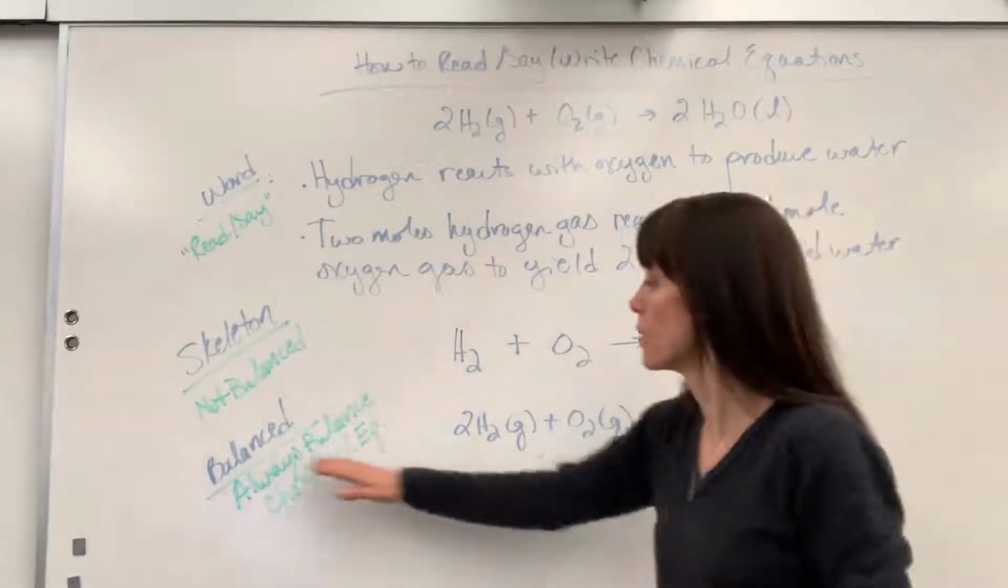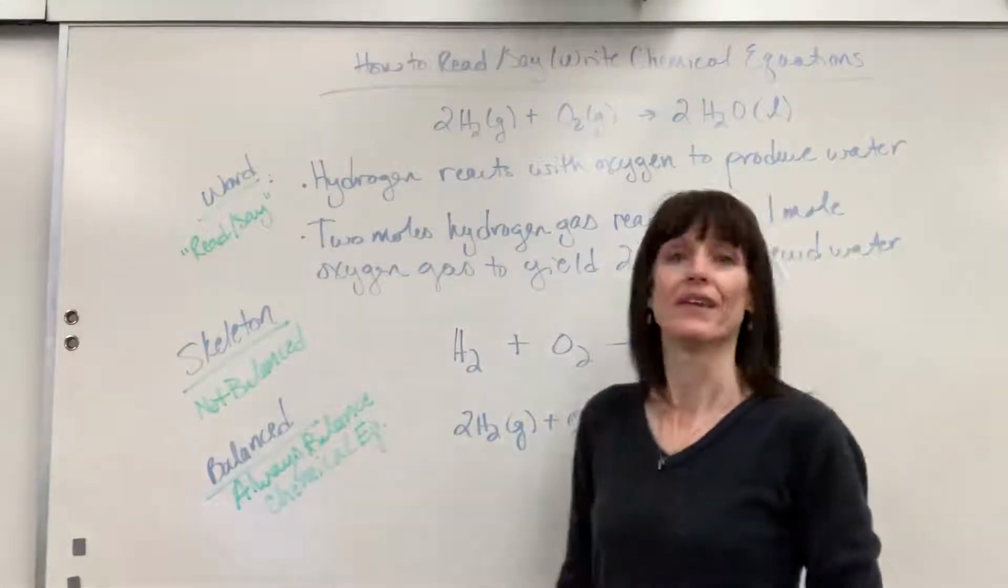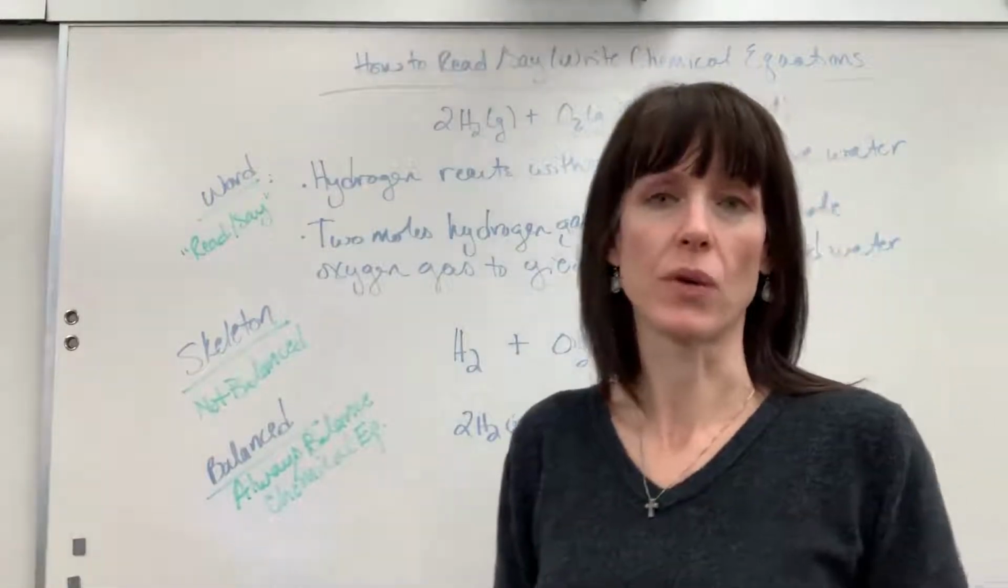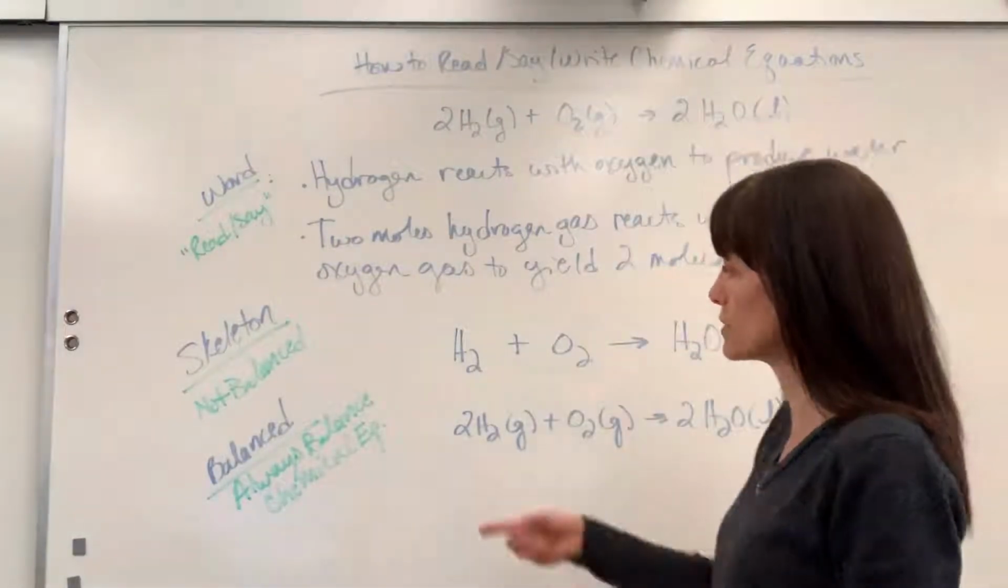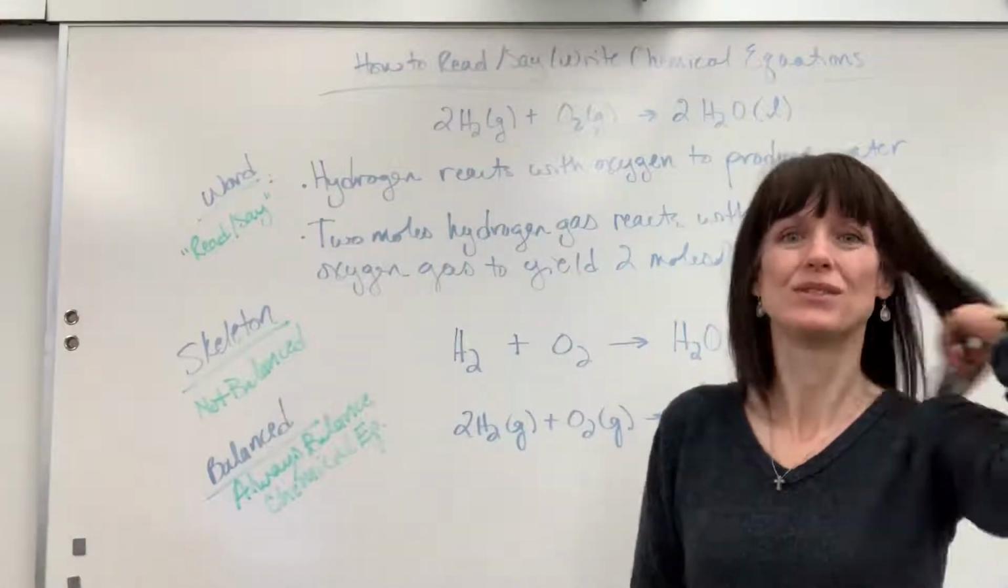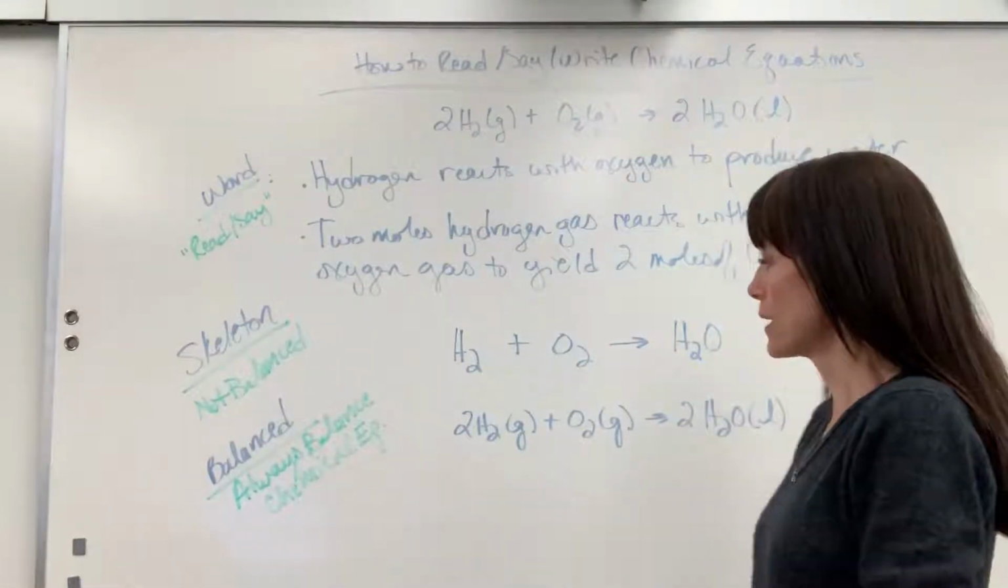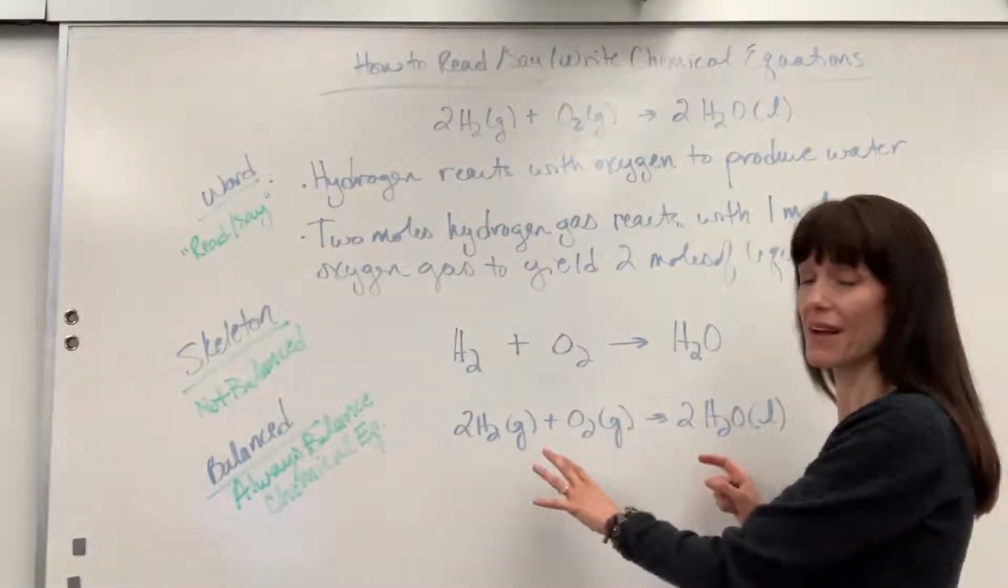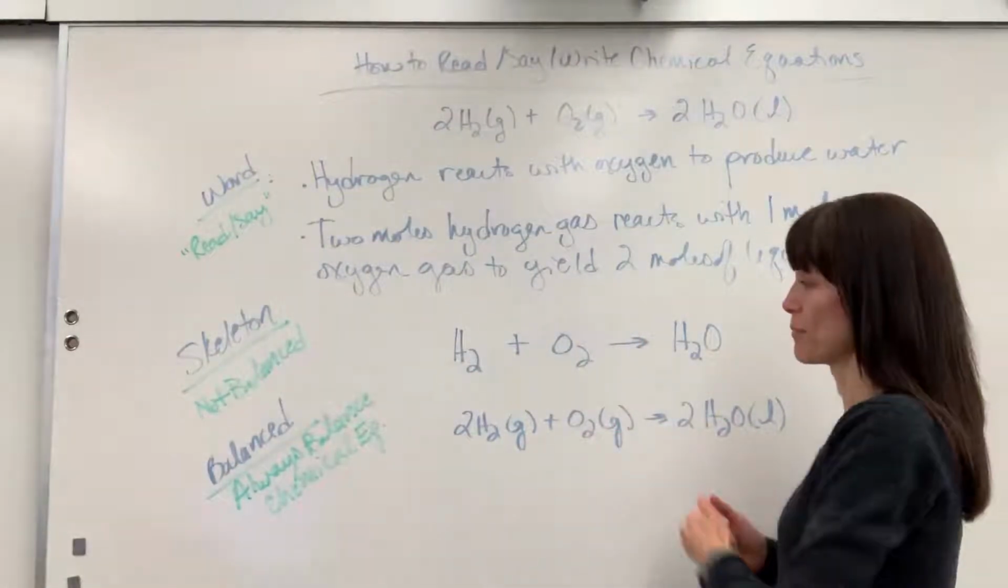Now, here's where you want to live. This is where you want to get to, that you're always doing balanced chemical equations. And the reason why it's so important to do balanced chemical equations is because that's when you can do math. That's when you can do the stoichiometry. We can't do anything mathematically if we don't have a balanced equation.